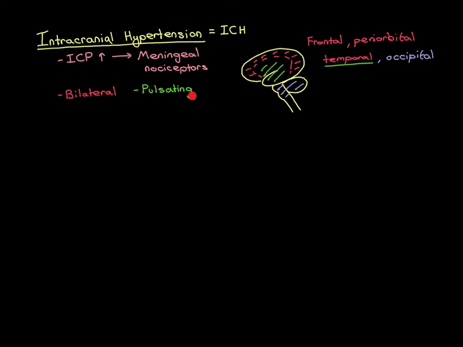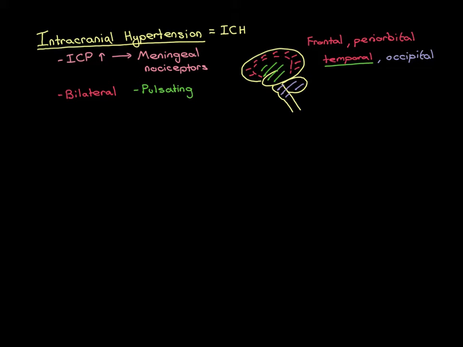And it's going to be pulsating in nature because the meningeal nociceptors surround arteries mainly, and therefore this is the same reason that migraine headaches are usually pulsating. Now we should talk about when the headache is actually present. Well, the headache is most likely going to be present every single day, and it might be present all throughout the day, i.e. that permanently you have this headache.